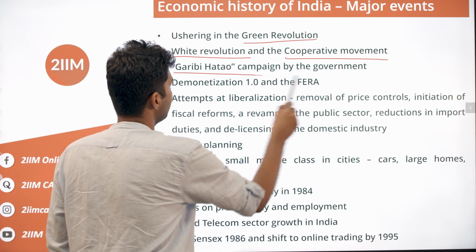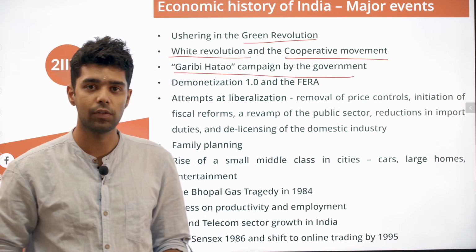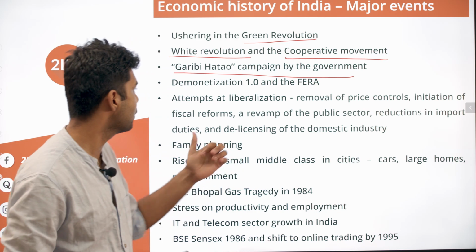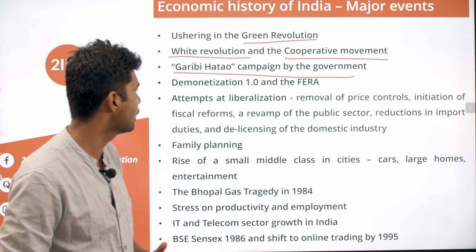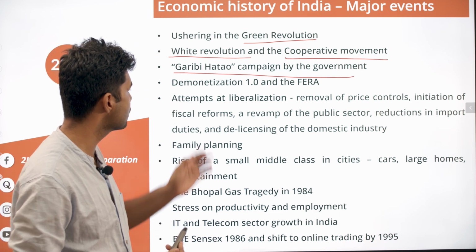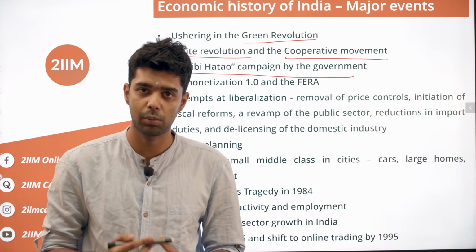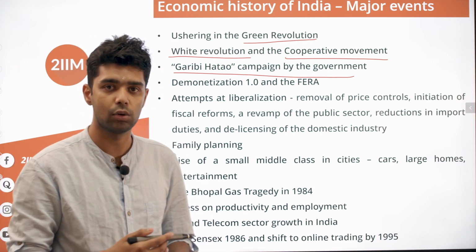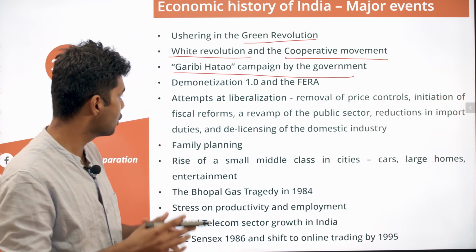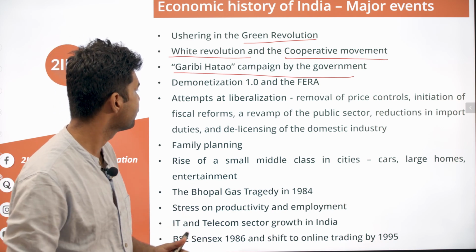We also campaigned very heavily to remove poverty from the country. Poverty was a very big focus. It was a populist program brought about by the Indira Gandhi government in the 1970s. So this was to some extent successful. Many schemes were brought in at that point of time to generate employment, to reduce inequality and give money to the poor people.